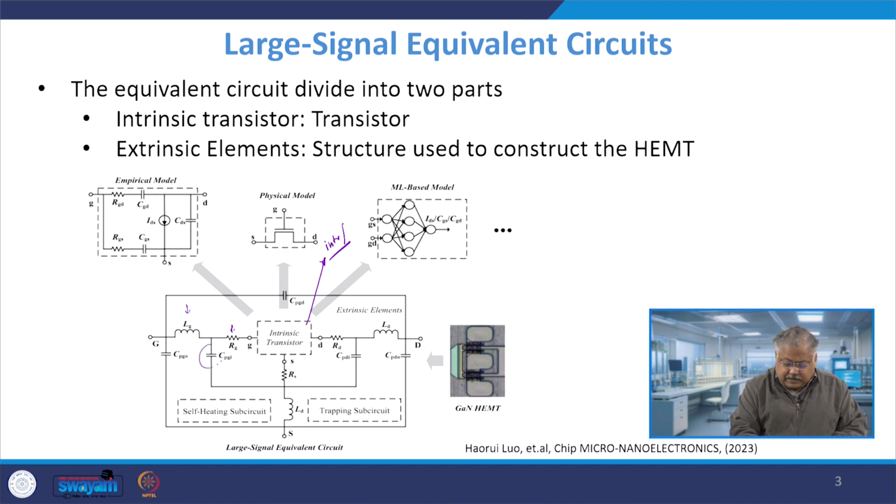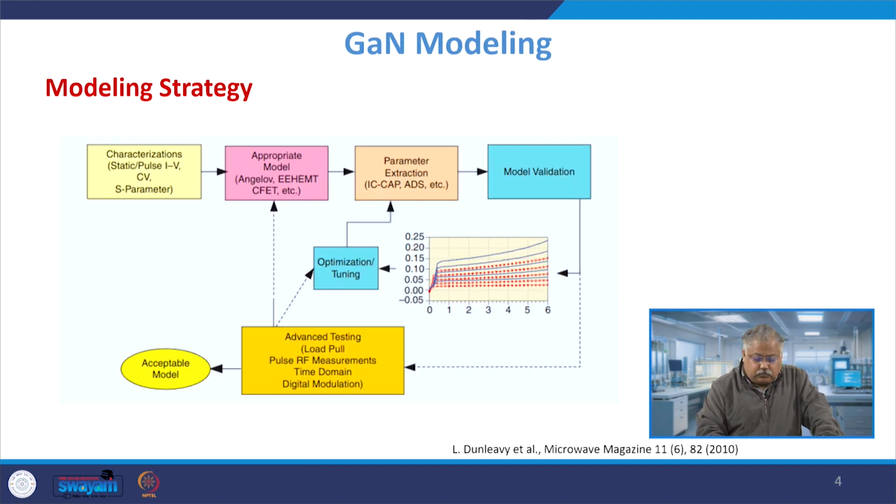So some capacitances, resistances and inductances typically form the extrinsic part, right? And the intrinsic transistor is the driver of the whole device. So basically the GaN device is divided into this part, and then you have these extrinsic elements attached to it, right? And these extrinsic elements need to be modeled. Most of them are typically passive elements, and they need to be modeled properly in order to generate better model parameters here. Now let us come to the modeling strategy for a typical GaN model.